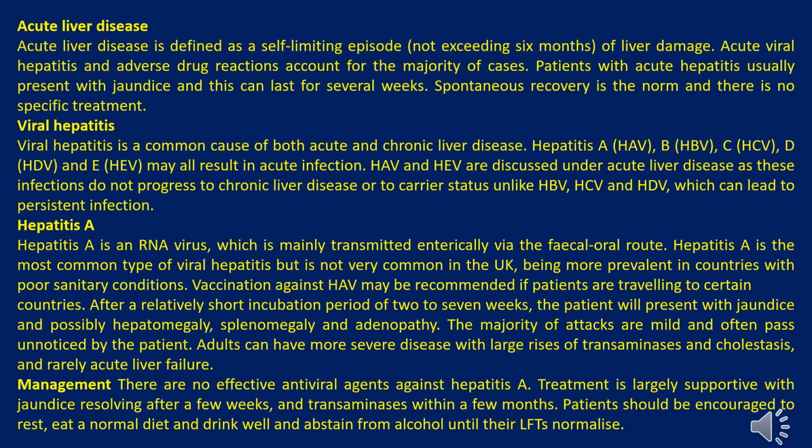The majority of attacks are mild and often pass unnoticed by the patient. Adults can have more severe disease with large rises of transaminases and cholestasis, and rarely acute liver failure. Management: there are no effective antiviral agents against hepatitis A. Treatment is largely supportive, with jaundice resolving after a few weeks, and transaminases within a few months.